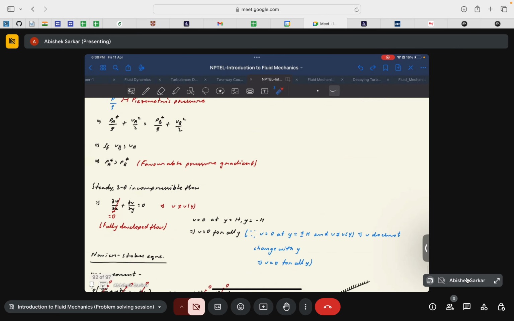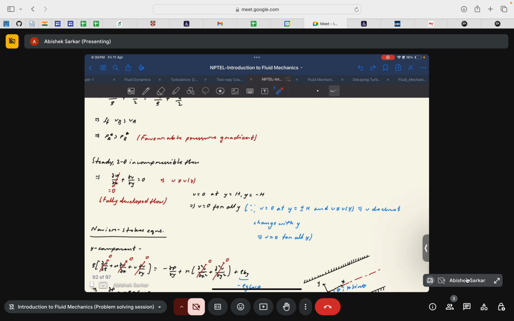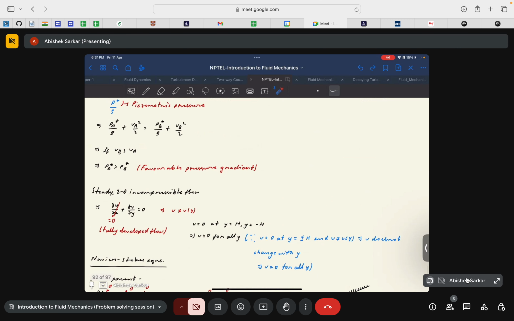So let us look into the governing equations now. I will leave this favorable pressure gradient part. The basic point of the discussion of the favorable pressure gradient is that for the flow to be moving in the positive x direction, you need to have a favorable pressure gradient.